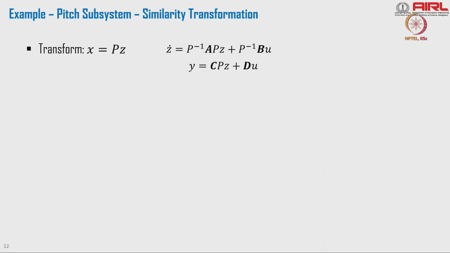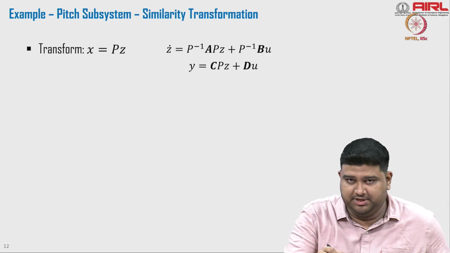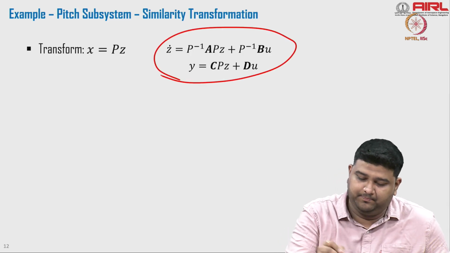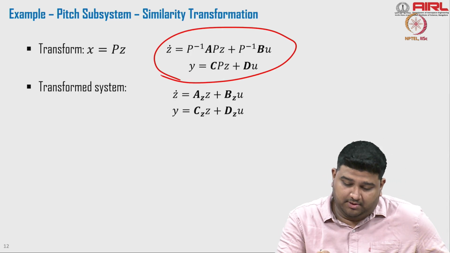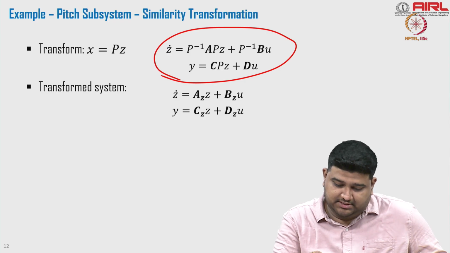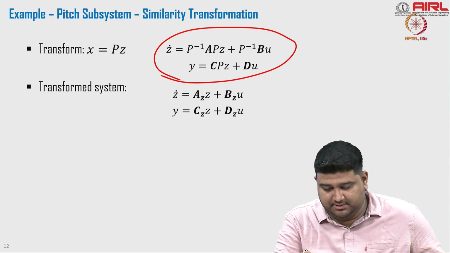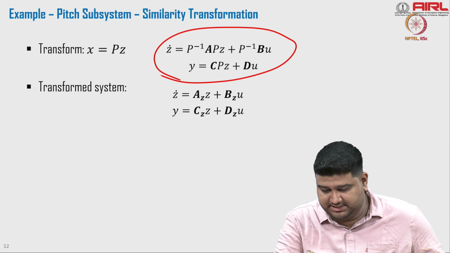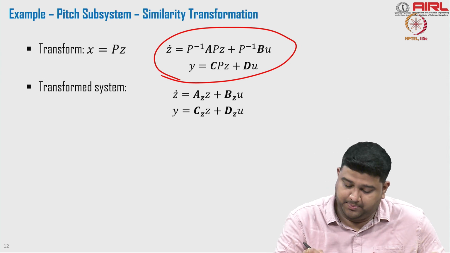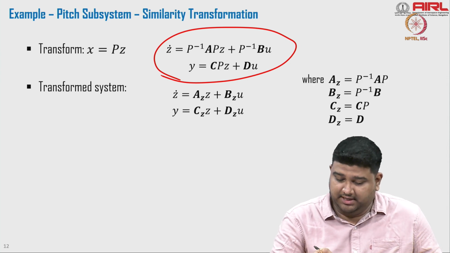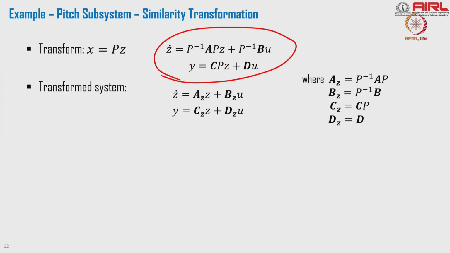Now let's talk about the transformation. These are the equations that we saw previously. Now the transformed system, we are going to call it z dot equals Az z plus Bz u, y equals Cz z plus Dz u, where Az equals P inverse A P, which we defined to be capital lambda, Bz is just P inverse B, Cz is C P, and Dz is D.